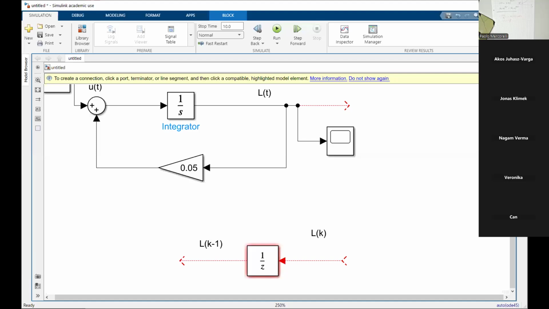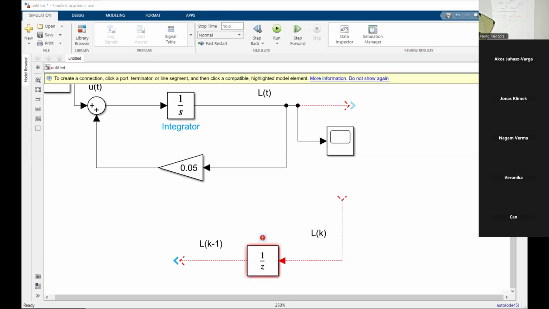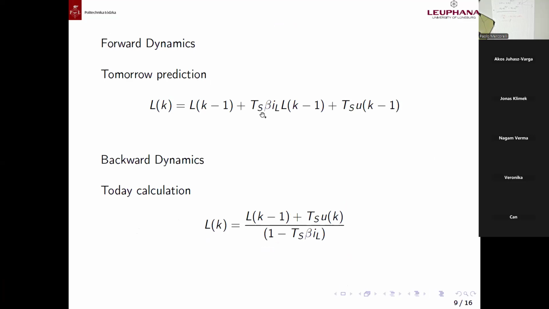Now, if you agree, what happens now? This block, now it's red because I didn't define Ts, realizes the relation between L of k and L of k minus 1. Look, L of k is known somehow from the model, because L of k is L of k minus 1 plus Ts multiply beta IL L of k minus 1 again plus Ts multiply U of k minus 1. Now, let me realize the sum of these three elements.